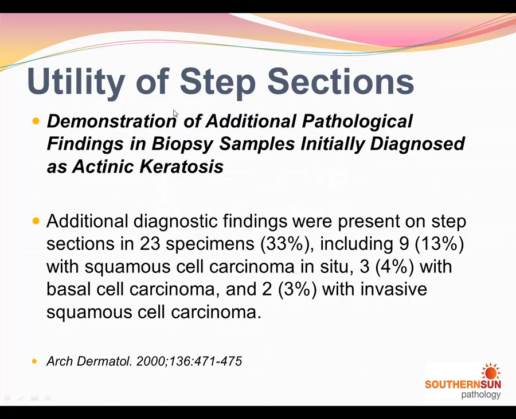There was a recent study which showed the utility of step sections in biopsy samples initially diagnosed as actinic keratosis, and this essentially found that 33% of specimens had further additional diagnostic findings, including 13% with squamous cell carcinoma in situ, 4% with basal cell carcinoma, and 3% with invasive squamous cell carcinoma. So in other words, you can always find extra pathology if you cut. In fact, if you add this up, this is 20% extra cancers are found if you cut deeper into biopsies than you routinely cut.